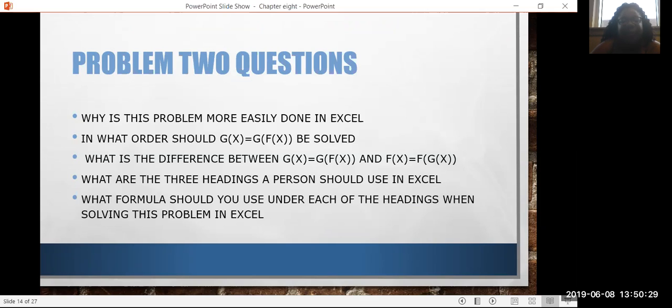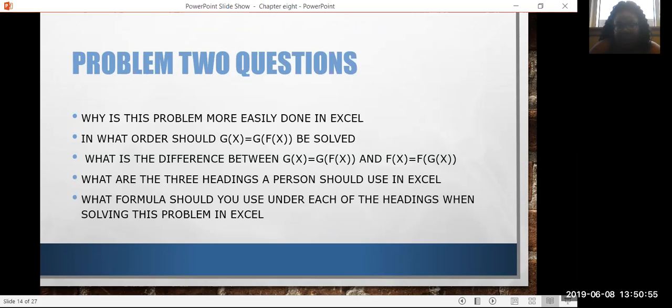And then, what are the 3 headings a person should use in Excel? Well, I love Excel. It is a little complicated, so I felt like using Excel, I should kind of give a little background on what to do with it, because you may have students who have never used it or just don't really understand Excel. And for a while, I was that kind of student. I would love to be able to use it, but some things are just more complicated.